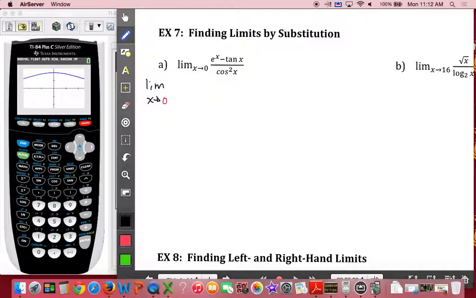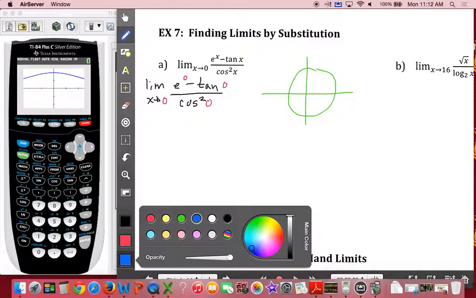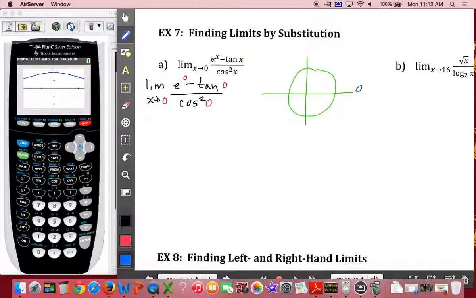Let's go ahead and put our substitution in. So e to the 0 minus the tan of 0, all divided by cosine squared of 0. So go back to your unit circle. And at 0 radians, which is right here, what is the ordered pair? It's 1, 0. Is it 1, 0? Yeah, you have to really think about those. It is 1, 0. And then cosine is your x value, sine is your y value.